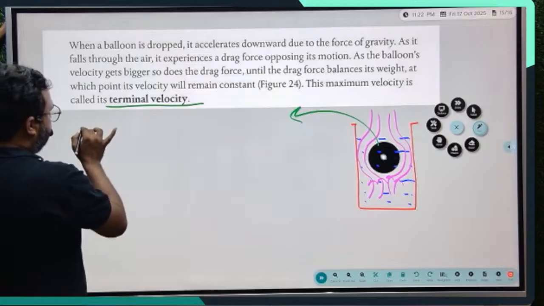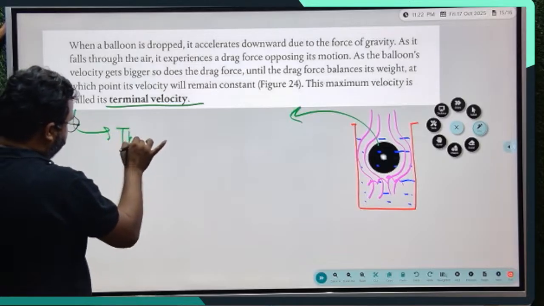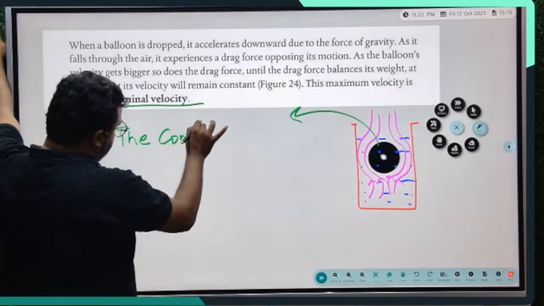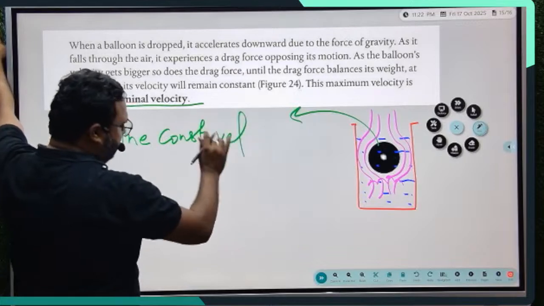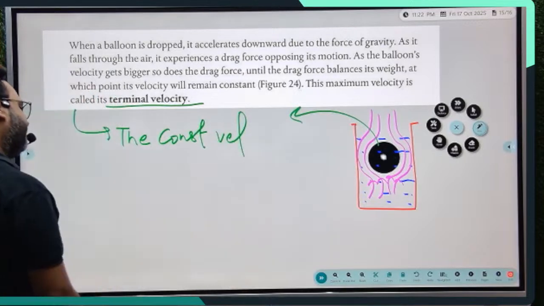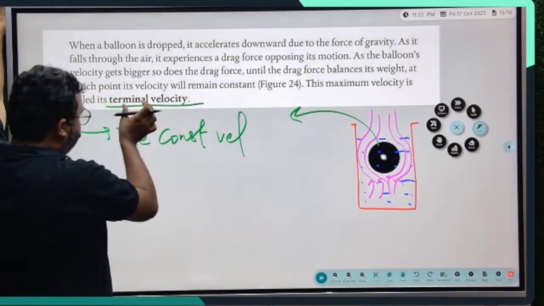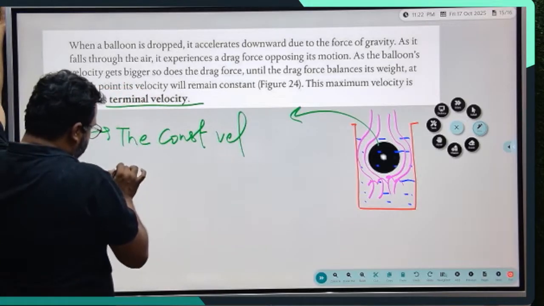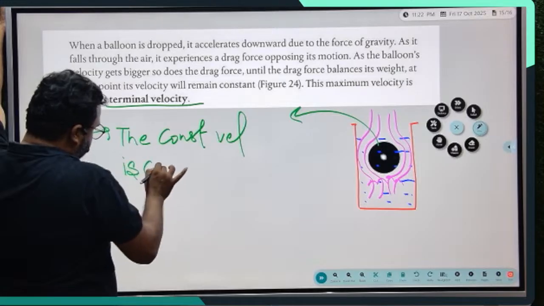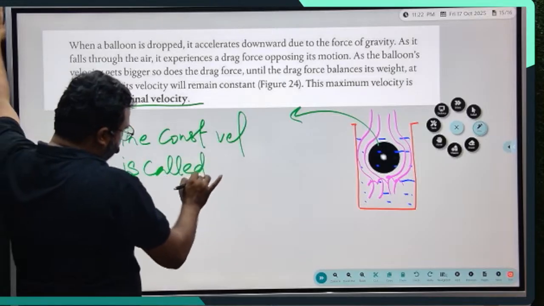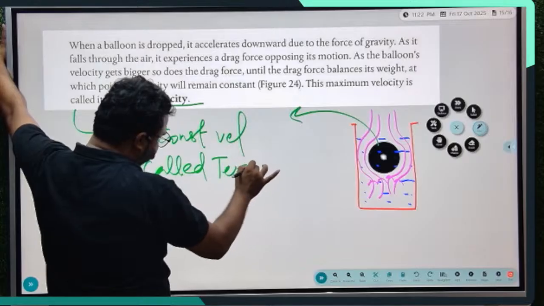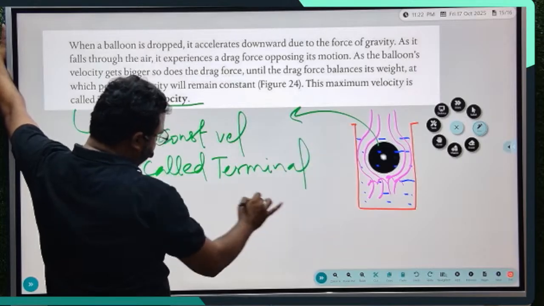I repeat, the constant velocity with which the body is moving inside the fluid is called terminal velocity. Okay, understood.